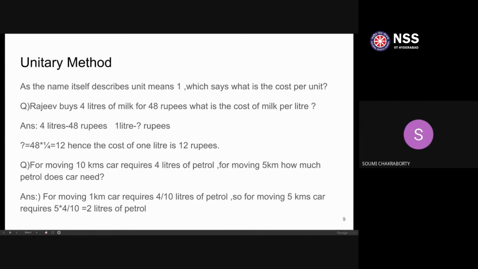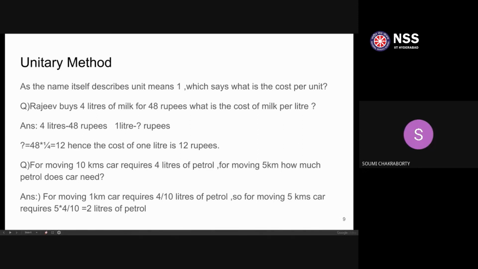Here's another example. For moving 10 kilometers, a car requires 4 liters of petrol. For moving 5 kilometers, how much petrol does the car need? So all you have to do is find out how many liters of petrol a car will require for 1 kilometer, and then use that information to find out how much a car moving 5 kilometers would require. So for moving 1 kilometer, the car requires 4 by 10 liters of petrol, so for moving 5 kilometers, the car requires 5 into 4 by 10, which is basically 2 liters of petrol.